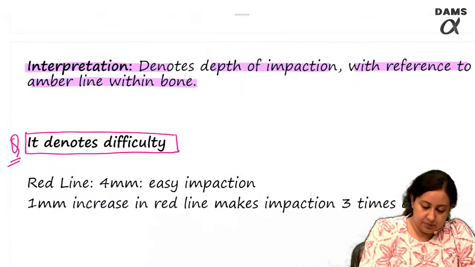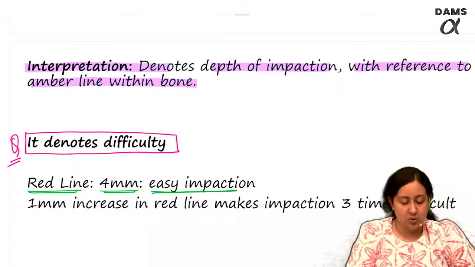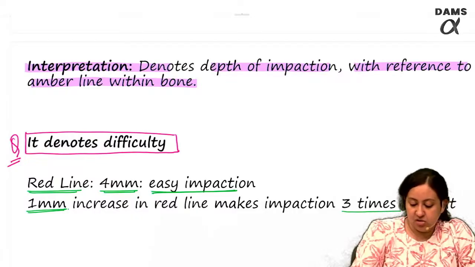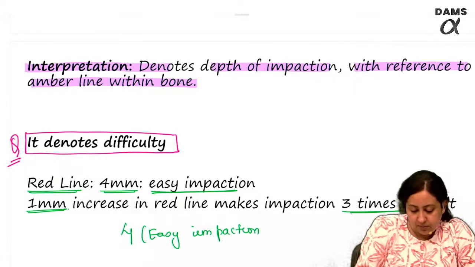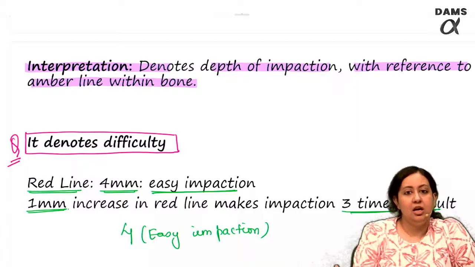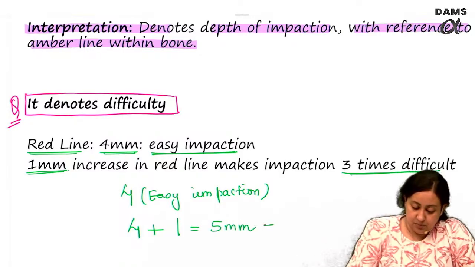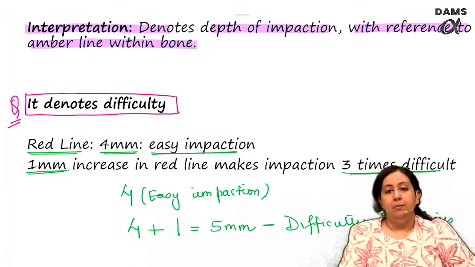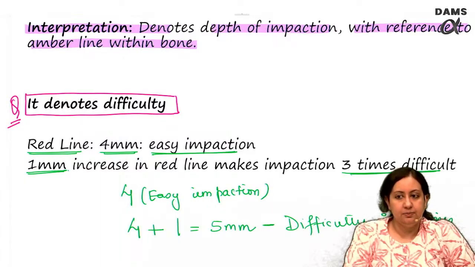Now a few points. If the red line measures around 4 mm, then it's an easy impaction. If there is an increase of 1 mm of red line, it makes the impaction 3 times more difficult. So up till 4, it's an easy impaction. But for every 1 mm increase beyond 4 mm, the impaction keeps becoming 3 times more difficult. So if it is 5 mm, the difficulty is 3 times. Because with every 1 mm increase in the depth of impaction, the impacted tooth is going to be more deep seated.